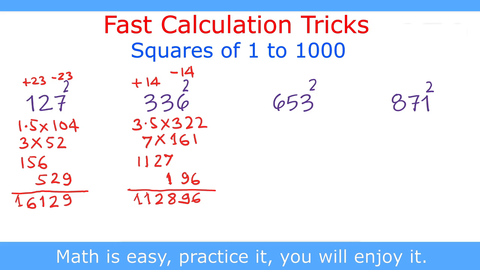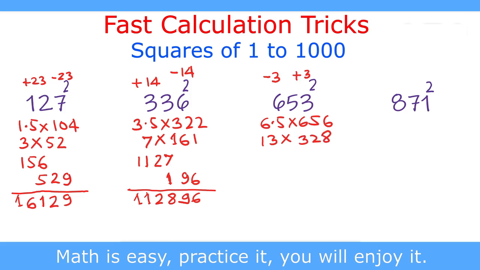We go to the next question. 653 square. 653 is close to 650. We subtract 3 to make 653 to 650. On subtracting 3, we get 650. In place of 650, I am writing 6.5 multiplied by 653 plus 3 is 656. Now we multiply 6.5 by 2 to make it 13 and divide 656 by 2, which is 328.